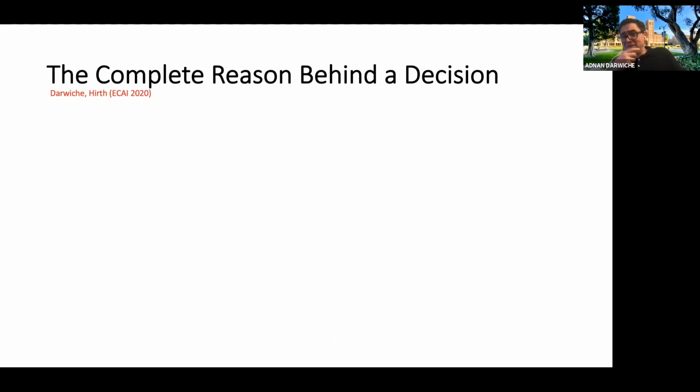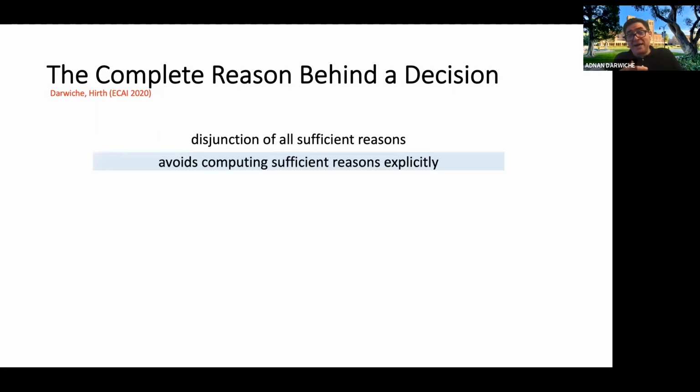This is a recent advance. So the idea was simple. We know what a sufficient reason is for now. What if you take the disjunction of all sufficient reasons? That's another Boolean formula. We're going to call it the complete reason behind a decision. And the idea is I can get this formula directly without having to enumerate the sufficient reasons and then disjoin them. That's the whole point. Because there's an exponential number of sufficient reasons in general.